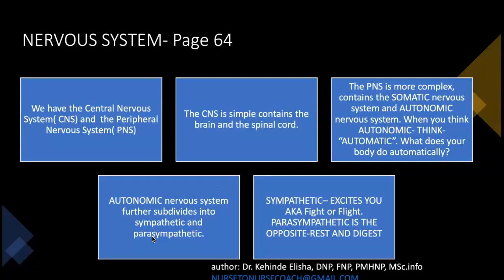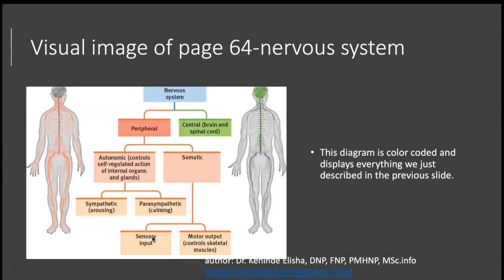The nervous system on page 64 was broken down into the central nervous system and the peripheral nervous system. The peripheral nervous system further breaks down into the autonomic nervous system and the somatic nervous system. The autonomic nervous system breaks down into sympathetic and parasympathetic. The somatic further breaks down into sensory and motor output. Well, how does this affect us in psych?